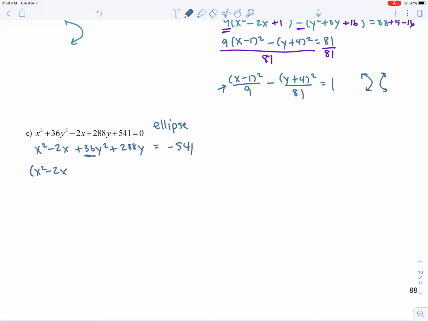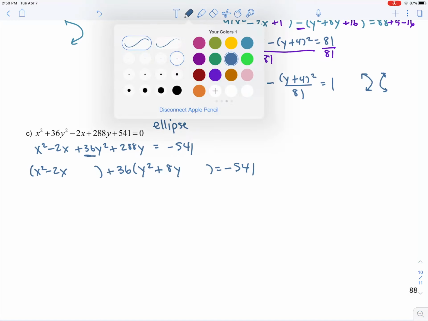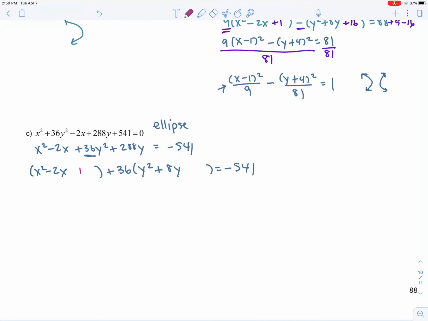Okay, so I do need to factor out this 36 here. So I have x squared minus 2x, I'll leave a blank. The leading coefficient there was already 1, so there was no factoring necessary. For the y terms, I need to factor out a 36. So I get y squared plus 8y, I'll leave a blank to complete the square, equals negative 541.